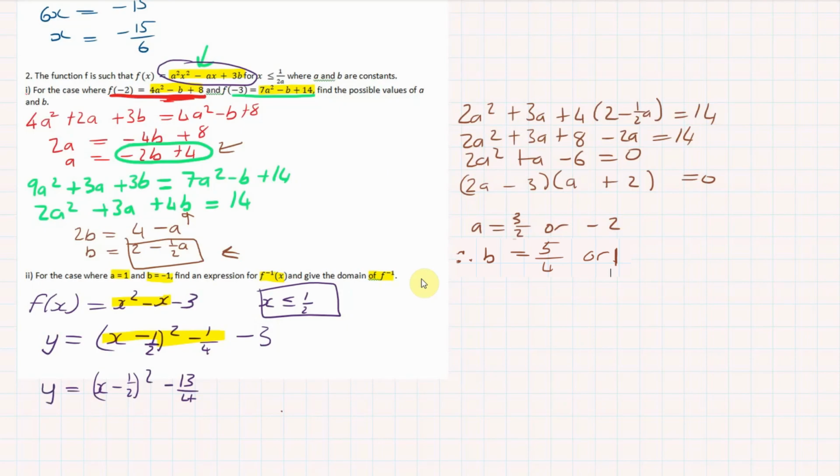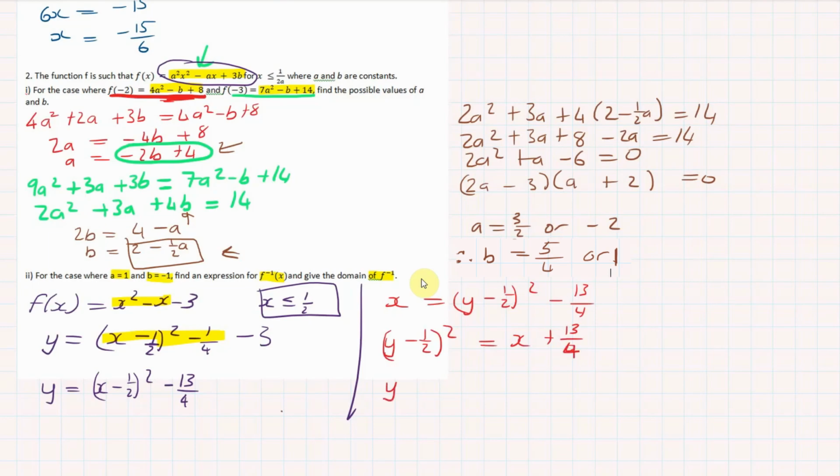Now if we're going to find the inverse, we're going to swap over the x and y values. Okay, so I'll do that in red here. x is equal to y minus 1/2 squared minus 13 over 4. And we can get that 13 over 4 to the other side. So y minus 1/2 all squared is equal to x plus 13 over 4.